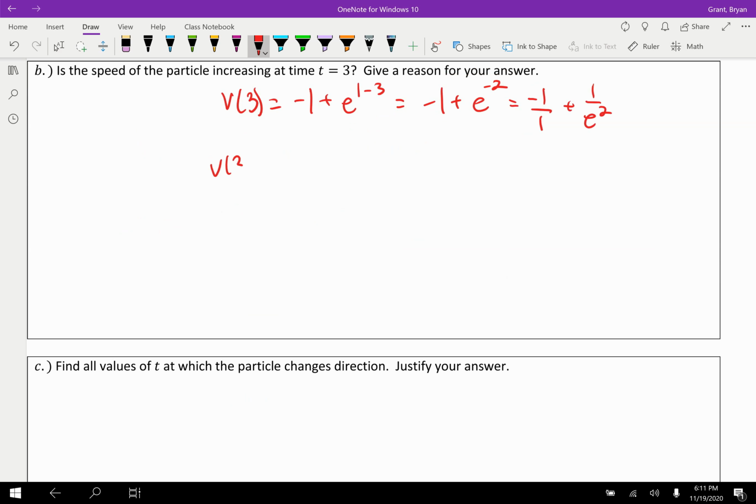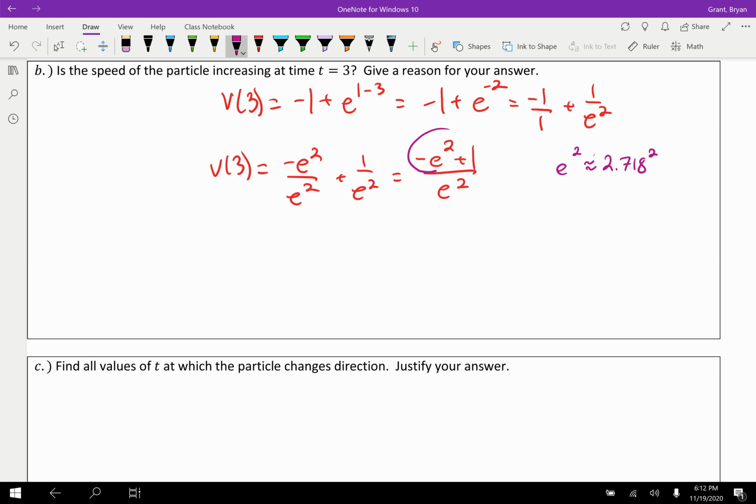I'm going to need a new line here. Giving them common denominators, negative e squared over e squared, right, multiplying by e squared, plus 1 over e squared gives us negative e squared plus 1 divided by e squared. Does that help? Well, I hope it does, because remember that e squared is 2.718 squared. So 2 squared is 4, 3 squared is 9, which means this is somewhere in between 4 and 9. So this is somewhere in between -4 and -9.